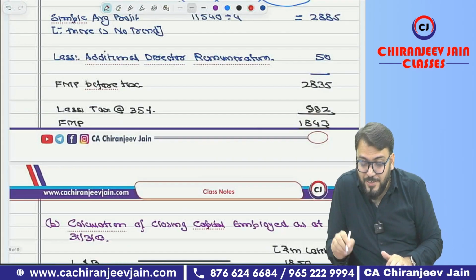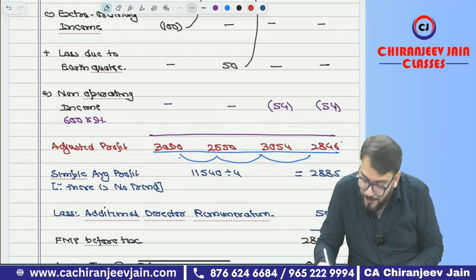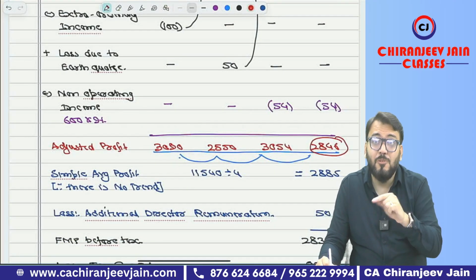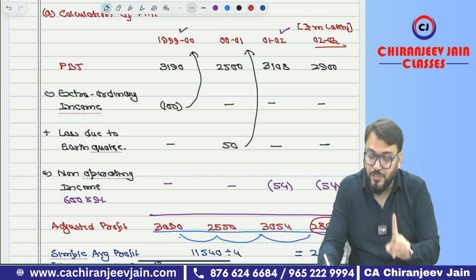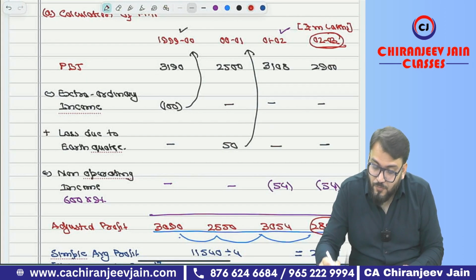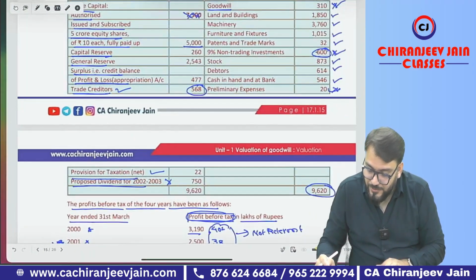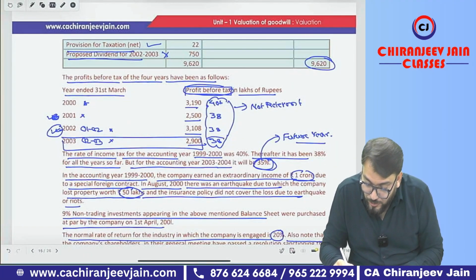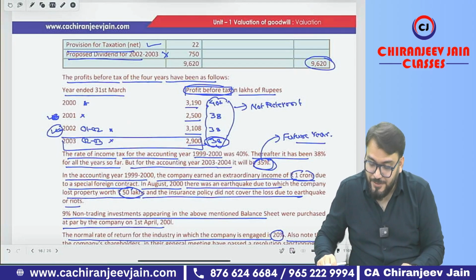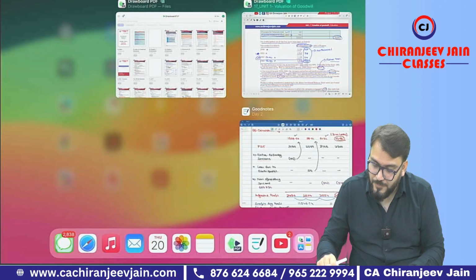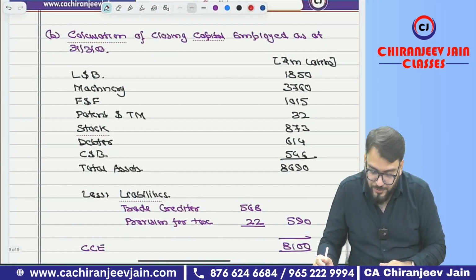So we already calculated adjusted profit, but this is PBT, and we want PAT. So what is the tax rate of this year? Not future year. Here also you can make a mistake. What was the tax rate of 2-3? We can see the tax rate of 2-3 is 38%. So this was relevant. 38% were relevant. Okay. So it is 2846. So just write down.